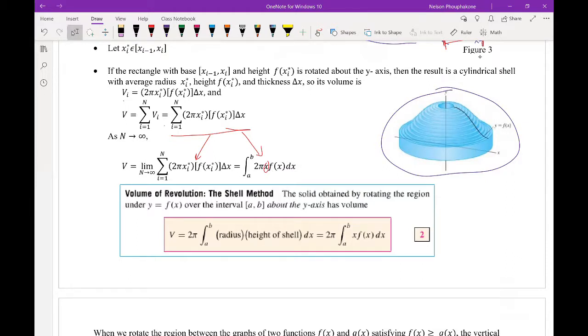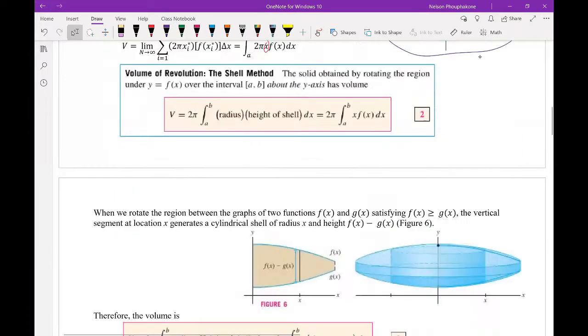The solid obtained by rotating the region under y equals f of x over the interval AB about the y-axis, okay, has volume 2 pi integral from a to b of x times f of x dx, where x is the radius and f of x is the height of the shell. Okay, so keep that in mind.